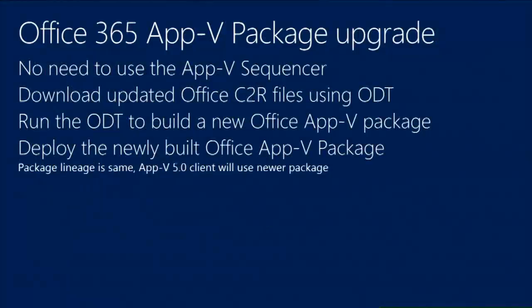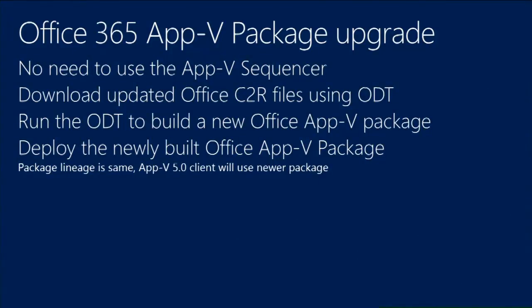All right. So that kind of goes through the life cycle of the Office 365 package, how we can build it, how we can deploy it. So let's talk quickly about how we can upgrade it. It's really easy. We don't need to use a sequencer, which I think is a great improvement over the past. You just download the updated Office Click to Run files using the Office deployment tool, the same way I did earlier in the demo.